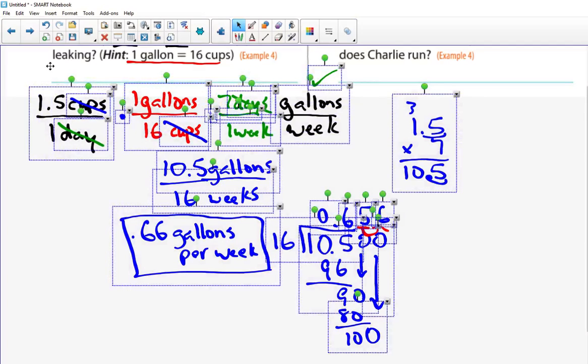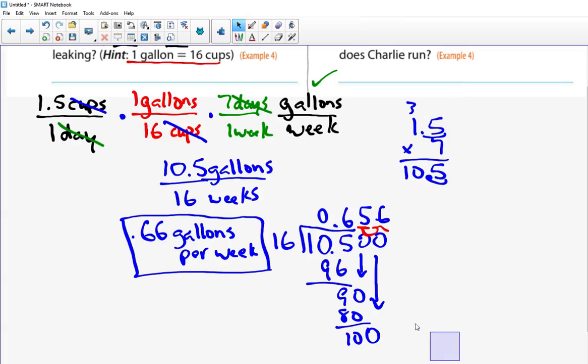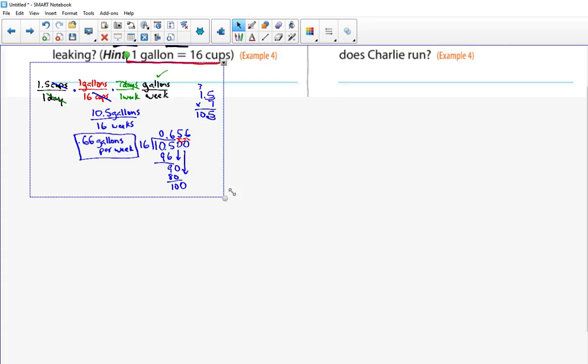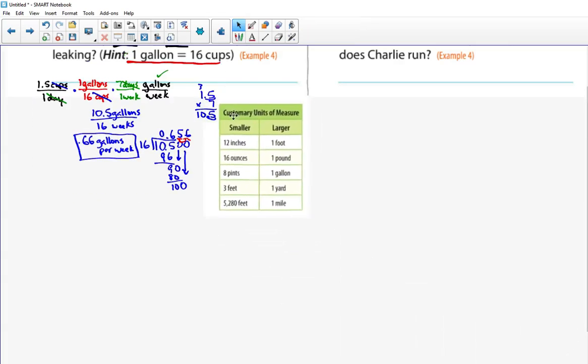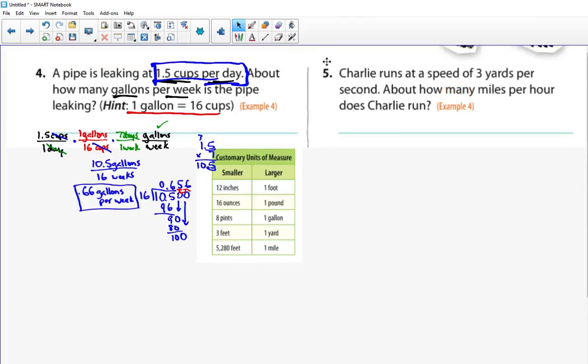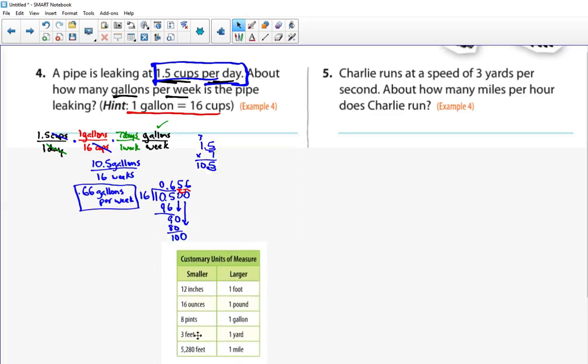So let's shrink this up so we can look at number 2. Oops. There we go. All right. Now I'm gonna bring my chart up for the next one too. So Charlie runs 3 yards per second. I want to know how many miles per hour that is. And again, this is something we can do in different ways, but we're gonna do this just off of this chart because we wanna be able to do this without having to go outside of the chart that was in our book. So we're gonna start with yards per second, 3 yards per second.